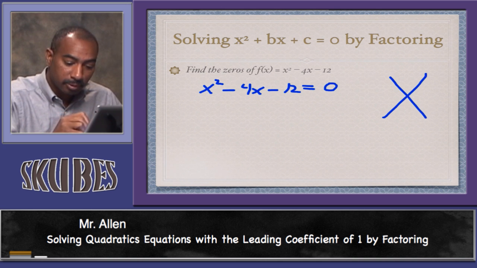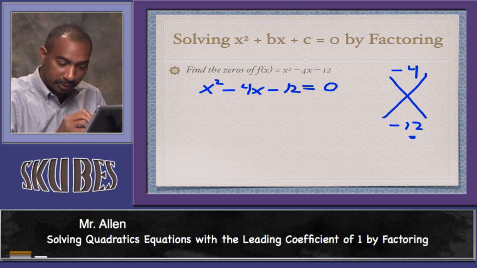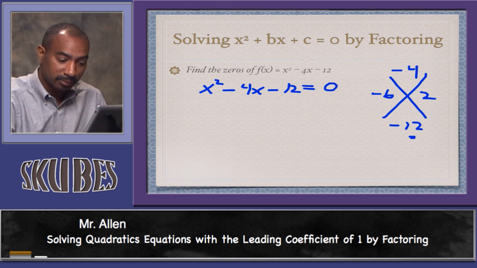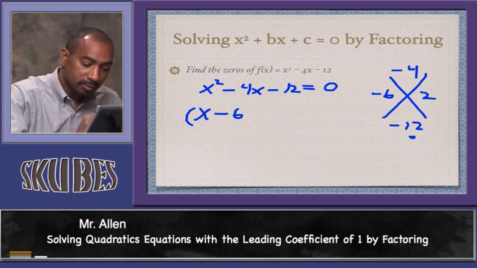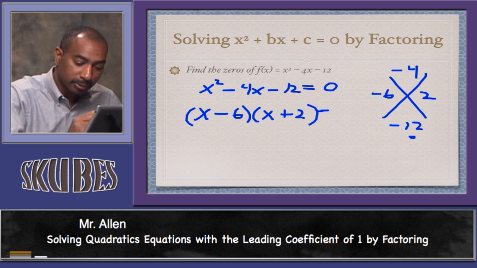So what two terms multiply to negative 12, but at the same time add up to negative 4? And that would be negative 6 and 2. Negative 6 times 2 is negative 12, but if you add negative 6 and 2, you get negative 4. So you have x minus 6, x plus 2. And you're going to set that equal to 0.